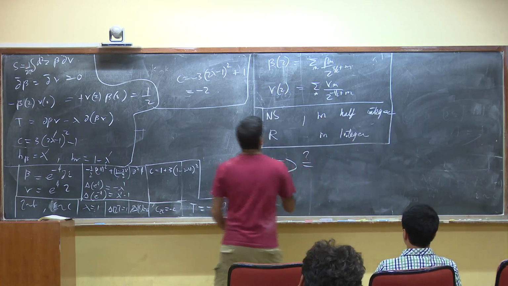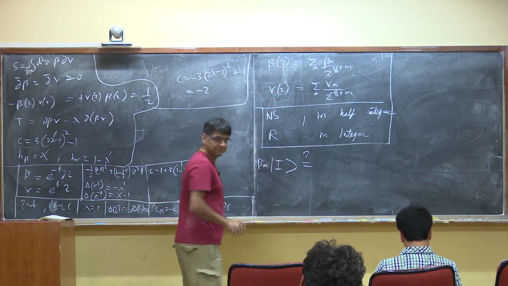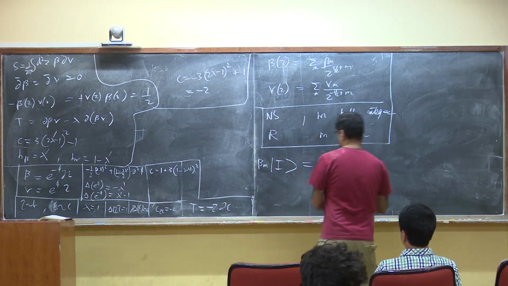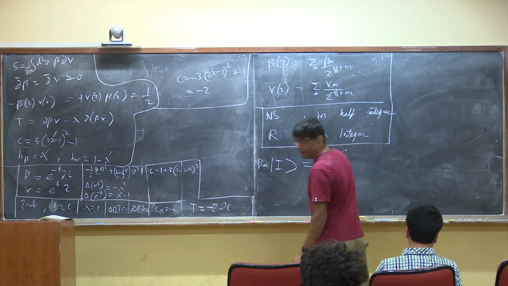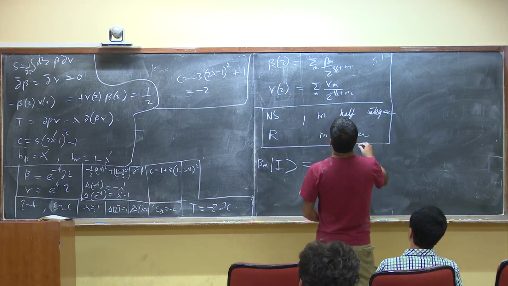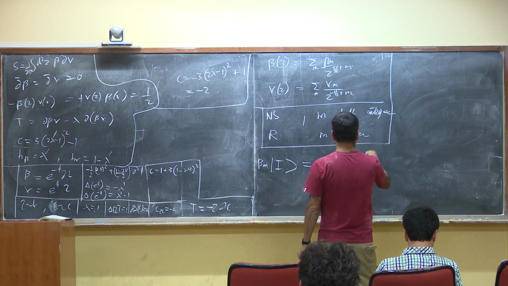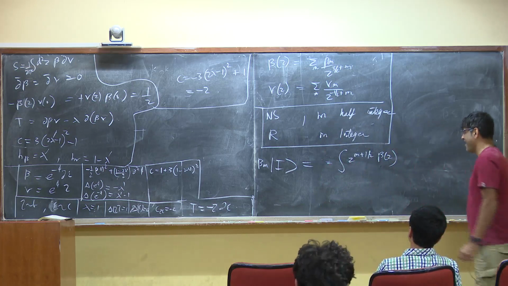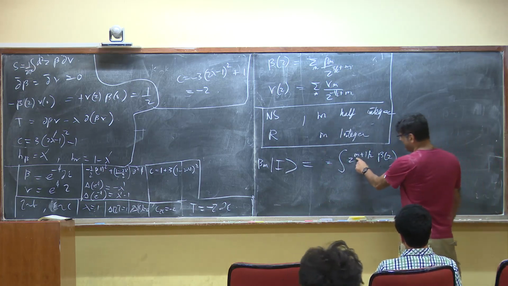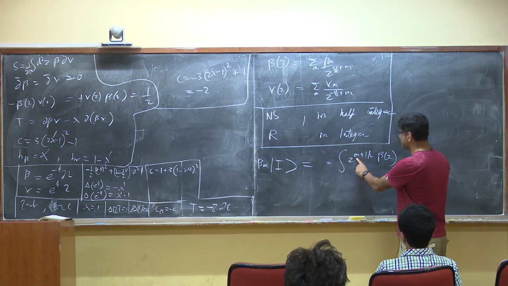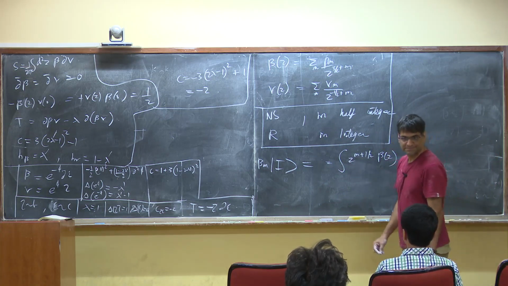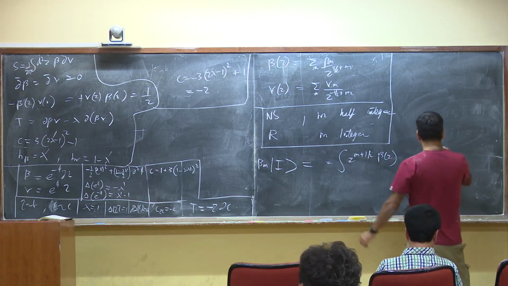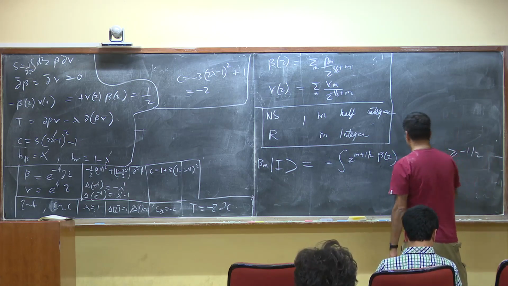Let's see what we get by acting with beta_m on this. Beta_m on this is equal to the integral of, same old, z to the power m plus half, beta of z. So suppose m, remember m is a half integer, is minus half or larger. So for m greater than or equal to minus half, this is equal to 0.